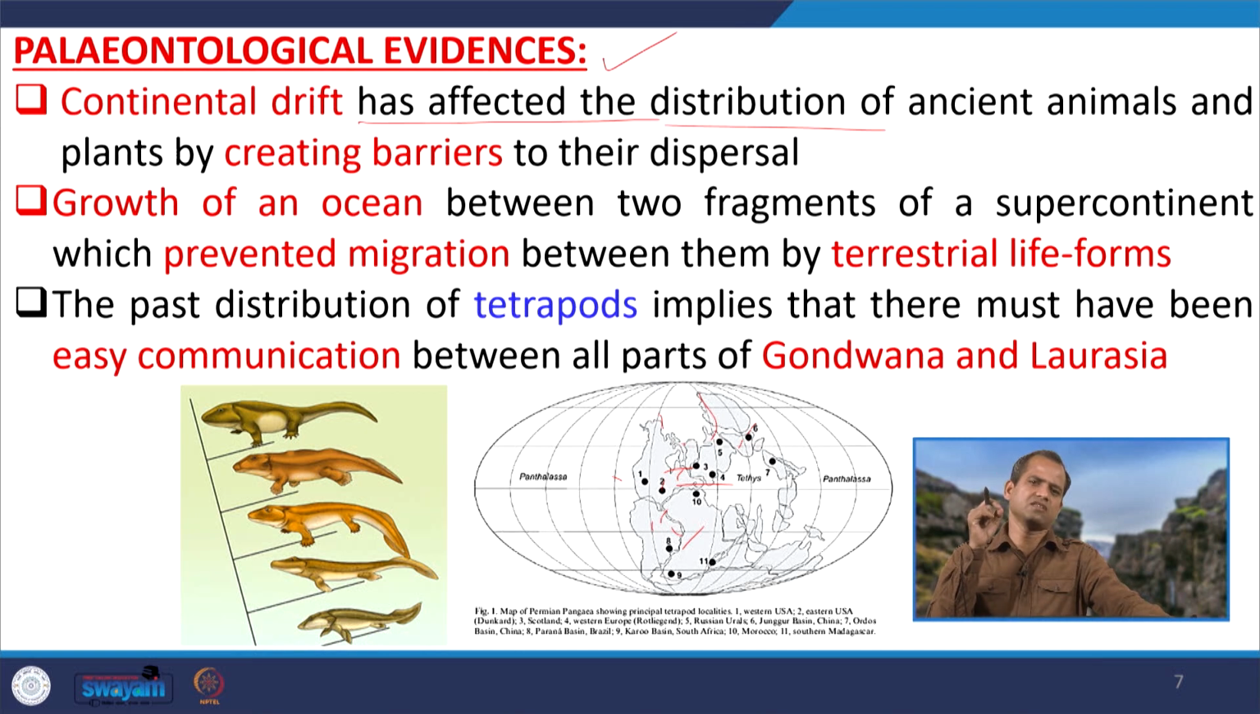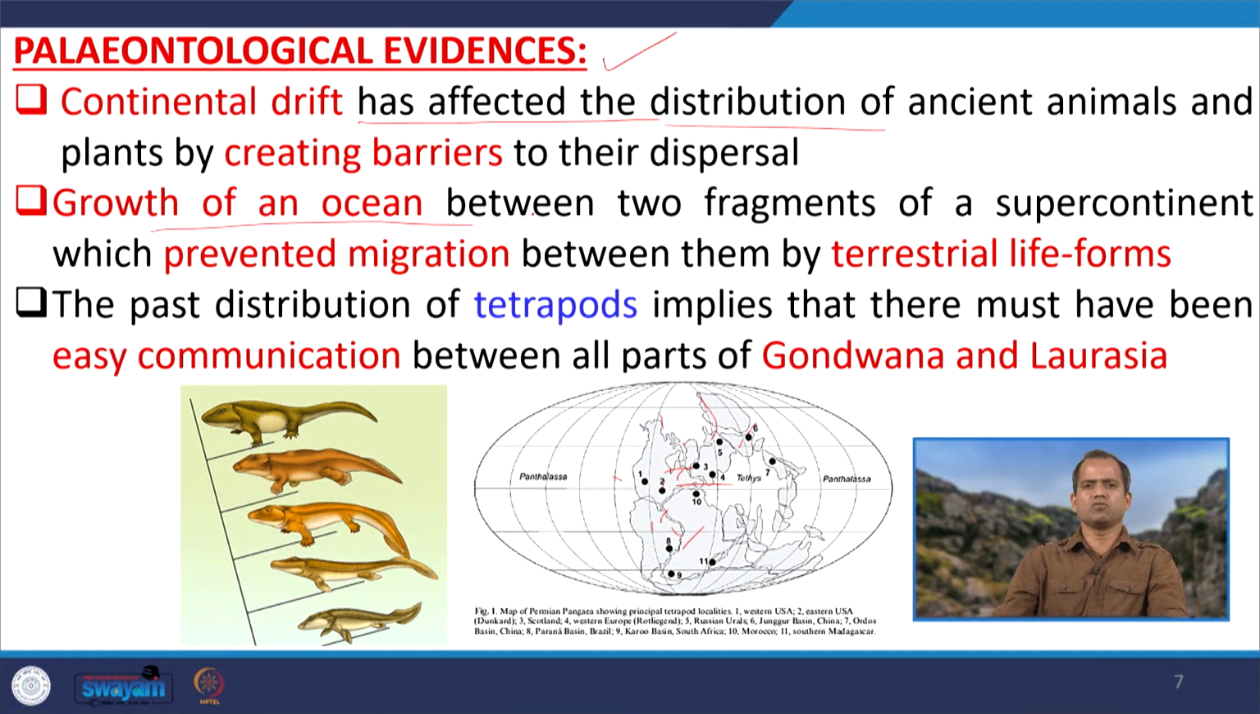So, their restriction is now within a particular continent. That is why the growth of an ocean between these two fragments of the supercontinent prevented migration between them and the terrestrial life forms.